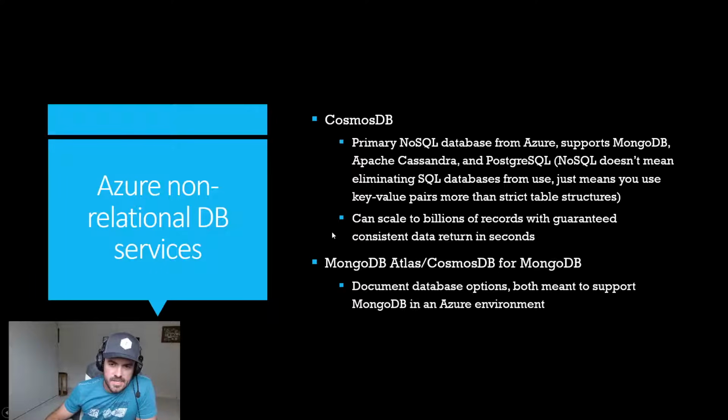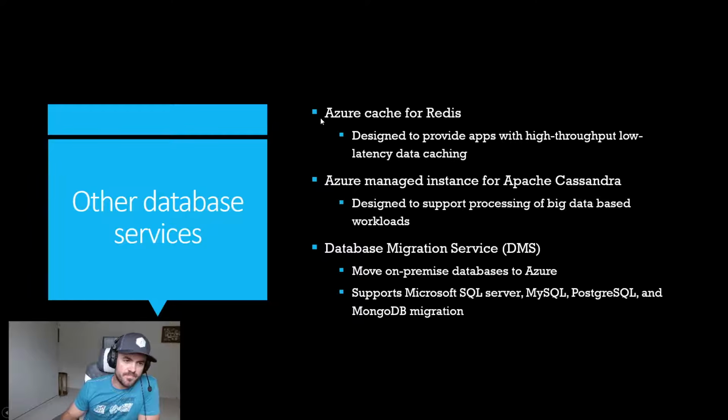And then you've got these two, MongoDB Atlas, and then Cosmos DB for MongoDB. It's just a document database storage option, meant to support MongoDB and other document database storages in an Azure environment. A couple other database services you may just again need to know what they are, what they do.